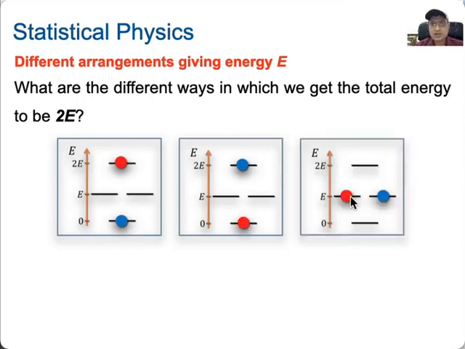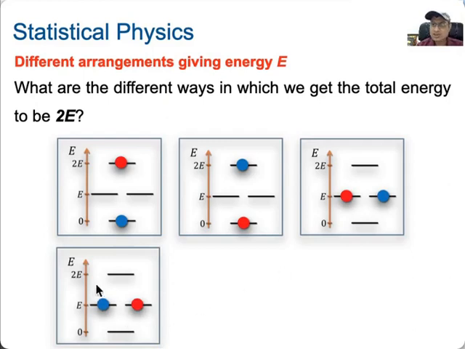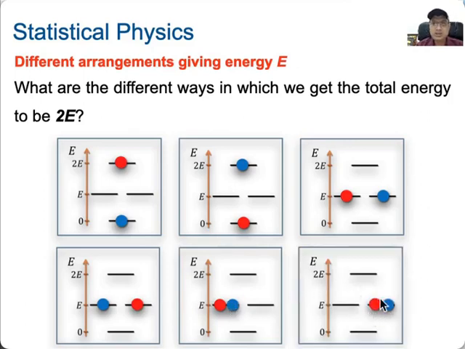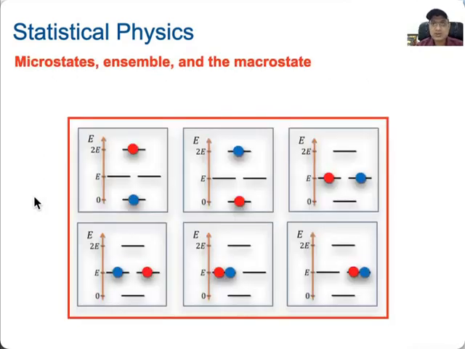Now what are the other possibilities? One particle can have energy E, and another particle can also have energy E. Since these are distinguishable particles, I can put the blue particle in this place and the red particle in the blue place. So this is another configuration. Now what are the other possibilities? Both the particles can be in the same energy state, or this one can also be in the same energy state. So these are the possible arrangements in which the total energy of the two particles is 2E, and these particles are distinguishable in nature.